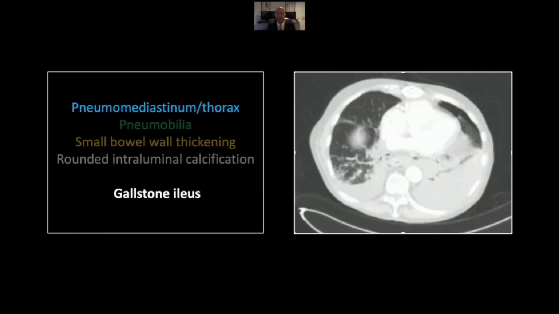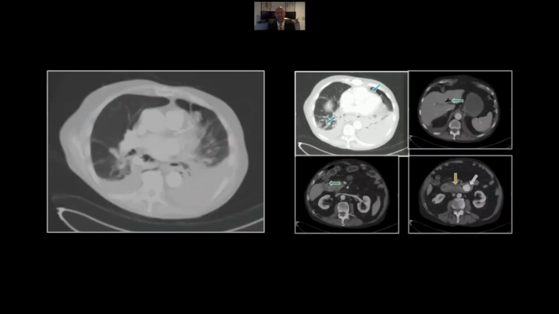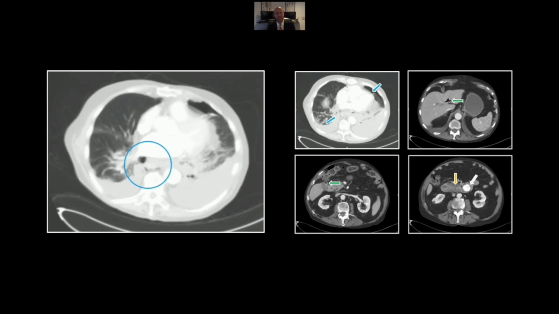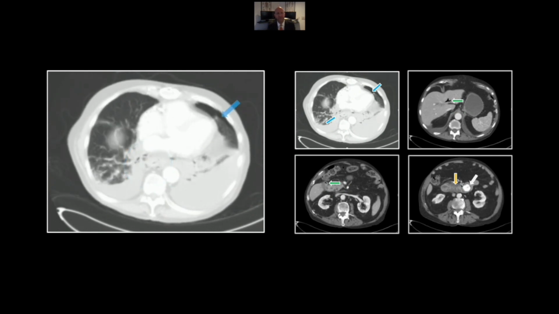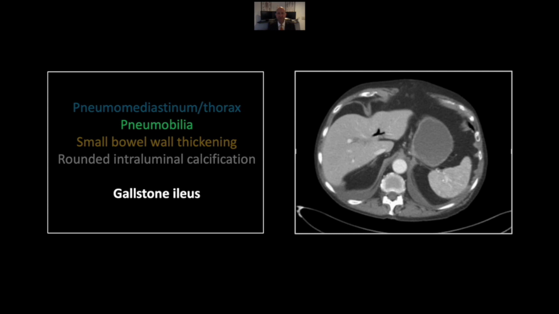Our next case is my favorite case of gallstone ileus. You see this begins with both pneumomediastinum and a small left pneumothorax. This patient presented with retching or persistent non-productive vomiting, and that ultimately resulted in an esophageal perforation and a small pneumothorax. You can appreciate that surrounding the distal esophagus, and again the small pneumothorax. All right, we'll move on to soft tissue windows.